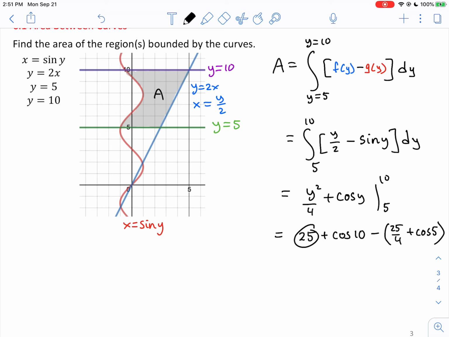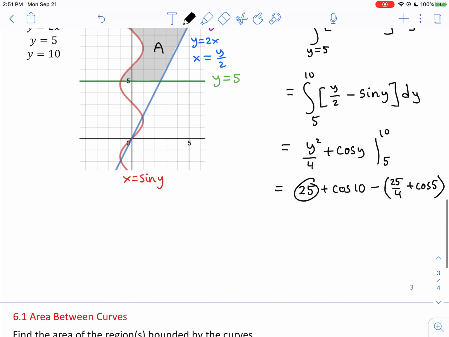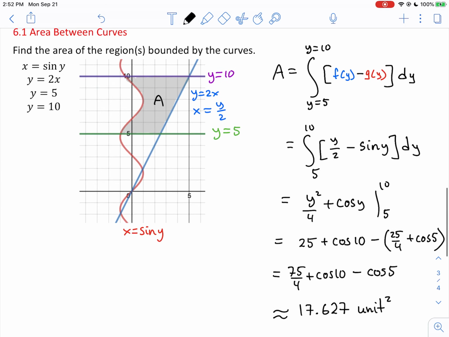You could change this back to 100 fourths so that you can subtract the 25 fourths, and you get 75 fourths plus cosine of 10, make sure you're in radians, and then minus cosine of 5. Don't forget this negative needs to distribute. And then if you go ahead and reach for the calculator now, you're going to get an answer that's approximately 17.627 square units. This should be a reasonable answer you get here.